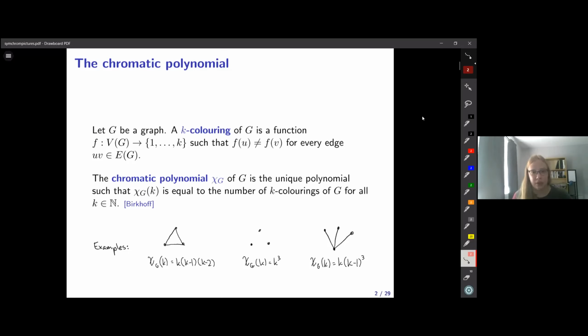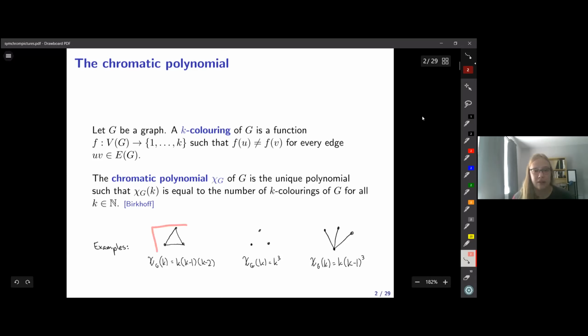And then the chromatic polynomial, called chi-G of a graph, is a polynomial that counts the number of colorings, in the sense that if you evaluate this at an integer k, let's say a non-negative integer k, then it's equal to the number of k-colorings of G. This is probably a thing you've heard of, and here are a few simple examples.